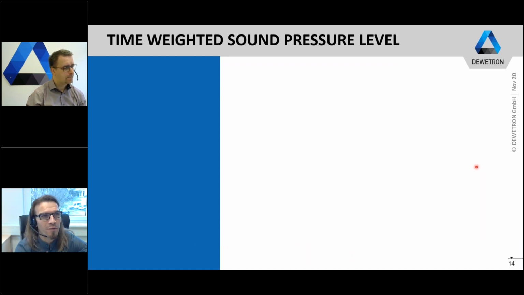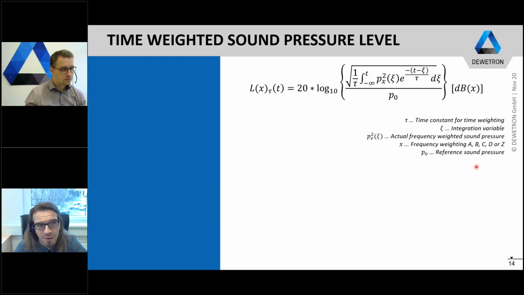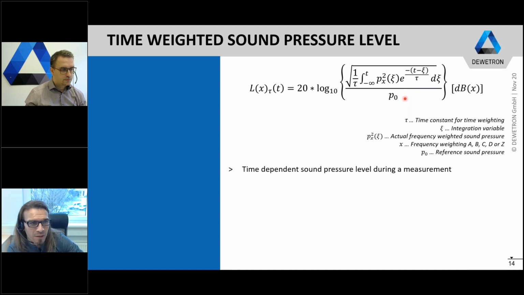So one of the most important acoustic sound pressure level quantities is the time-weighted sound pressure level. I just added the equation to the slide here. I don't want to talk about this one in detail here, but you see the exponential function here, which represents your time weighting, so either fast, slow, or impulse. And from the measurement point of view, the time-weighted sound pressure level represents the time-dependent sound pressure level during a measurement. So you see the sound pressure level changing in time.